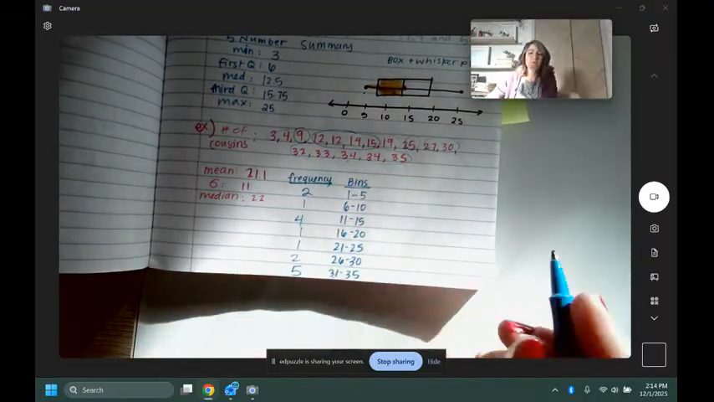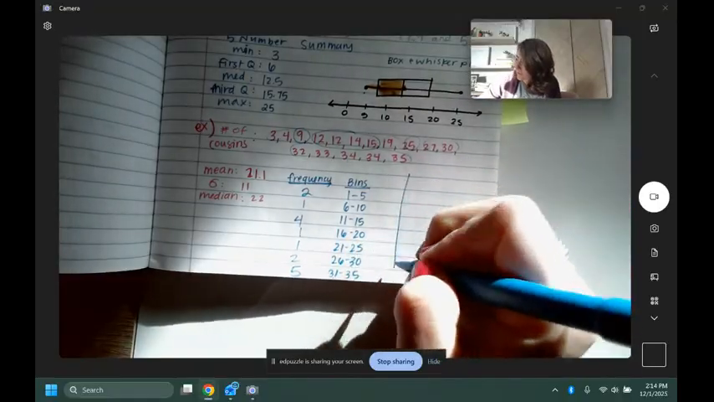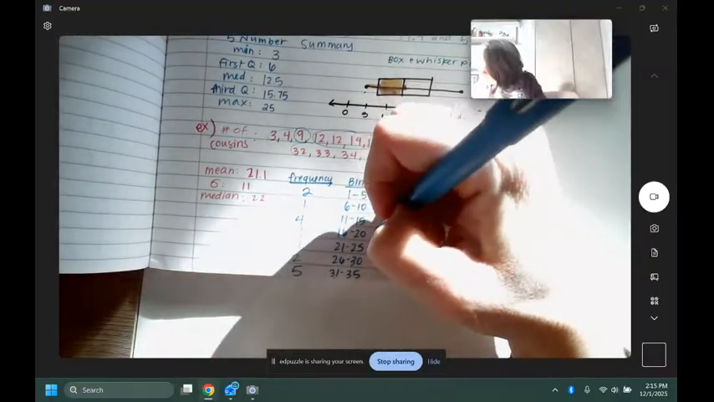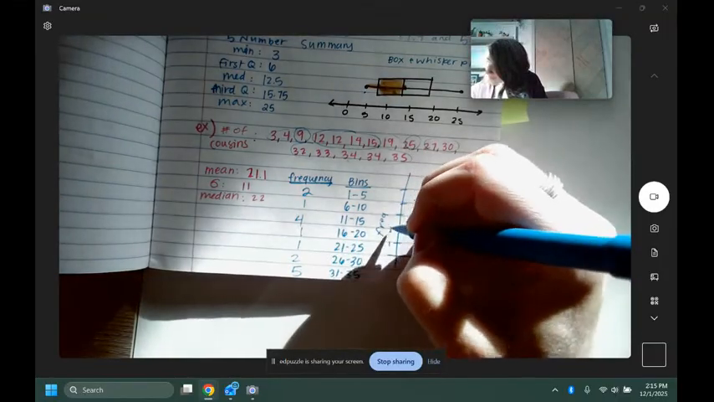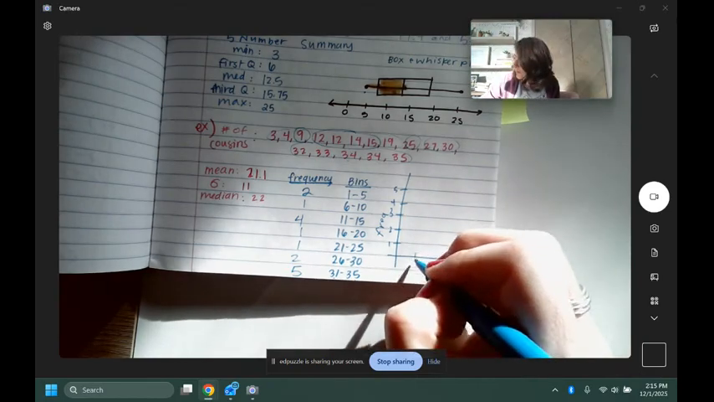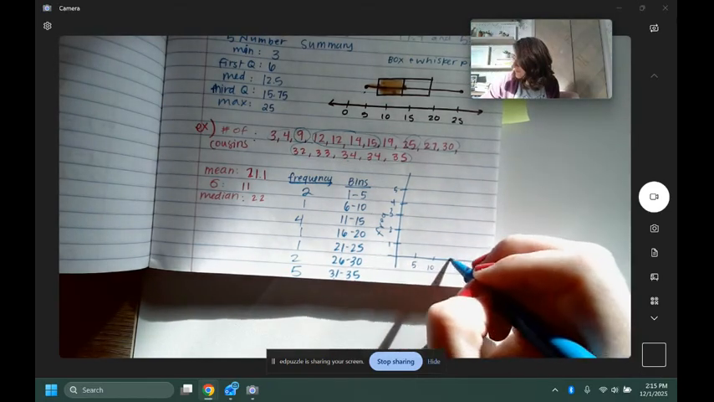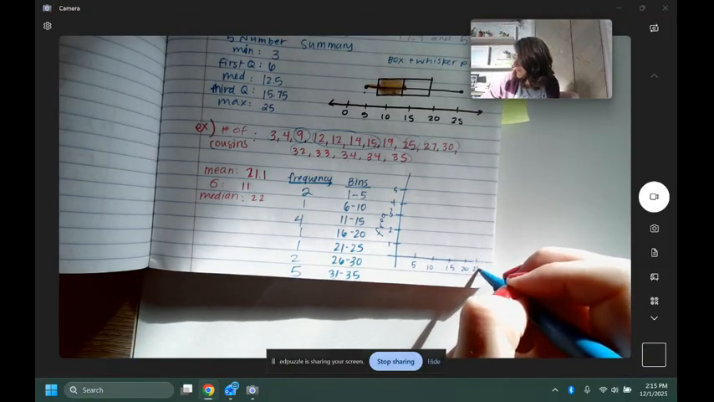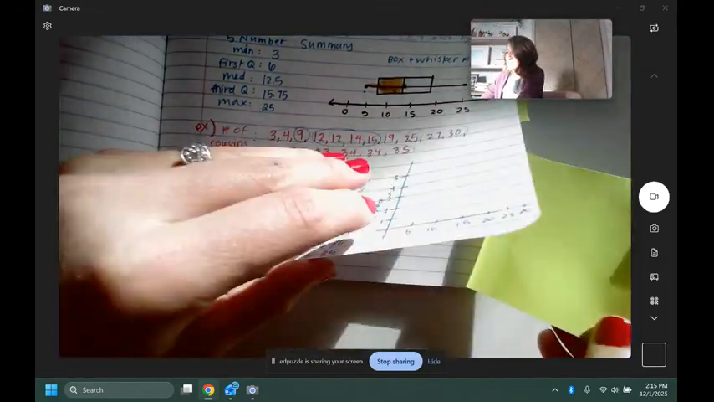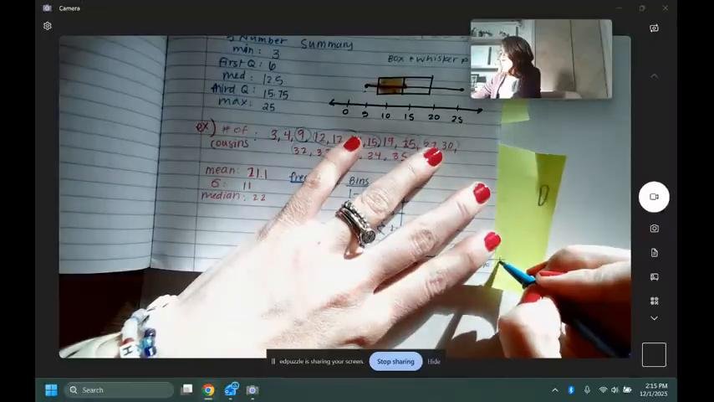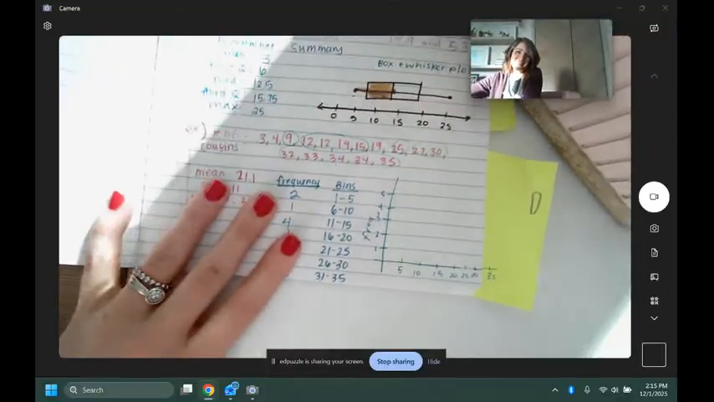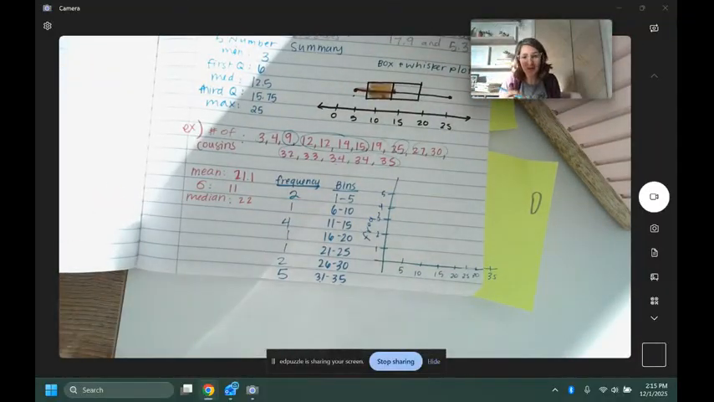Okay. So we'll make a histogram here. Maybe just a little short one. 1, 2, 3, 4, 5. Over here, this is your frequency. How often did it happen? And then down here, these are your bin lengths. So I'm going to go 5, 10, 15, 20, 25. Do it again. And 35. Sorry. Okay.